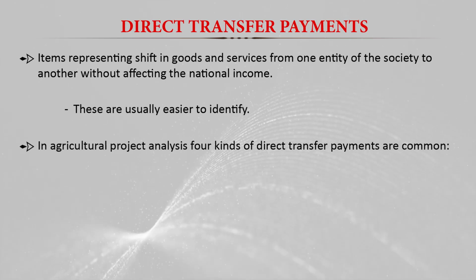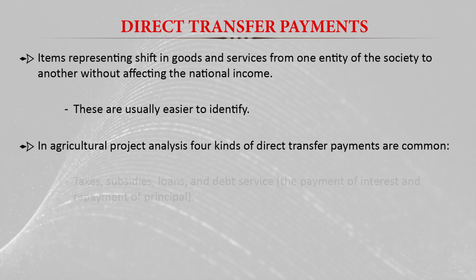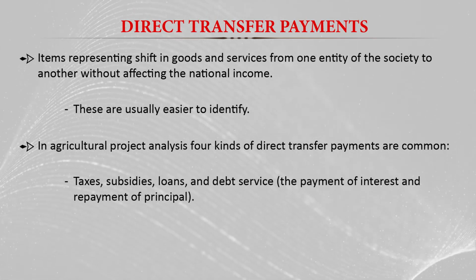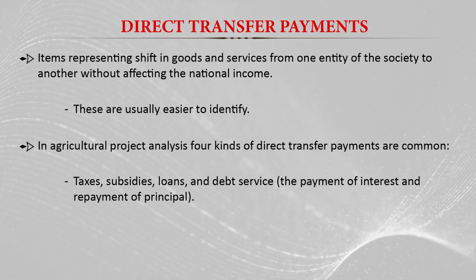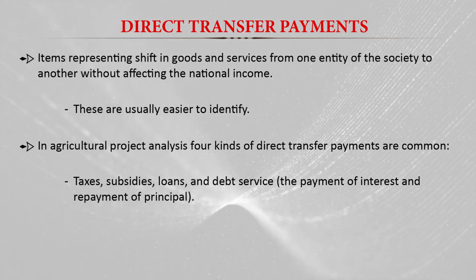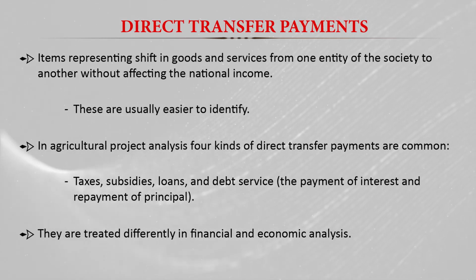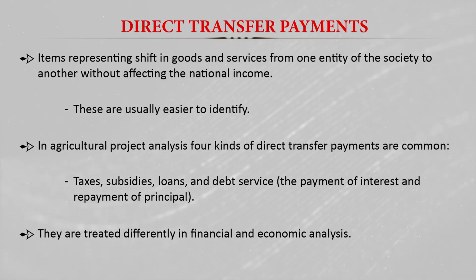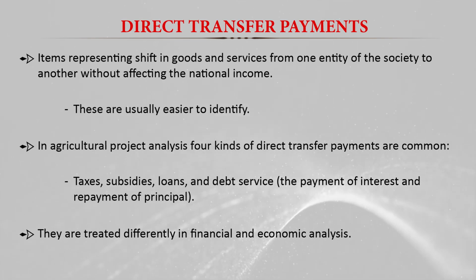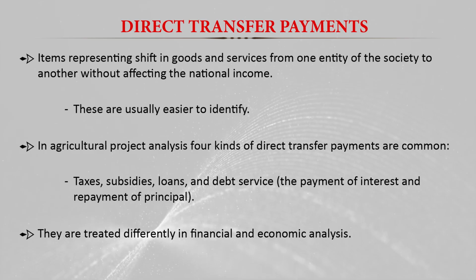So in agriculture project analysis, 4 kinds of direct transfer payments are common: taxes, subsidies, loans and debt service. Debt service is basically the payment of interest and the repayment of the principal, and they are treated differently in the financial and economic analysis. So we are going to learn how these 4 cost items are treated in the financial analysis and economic analysis.